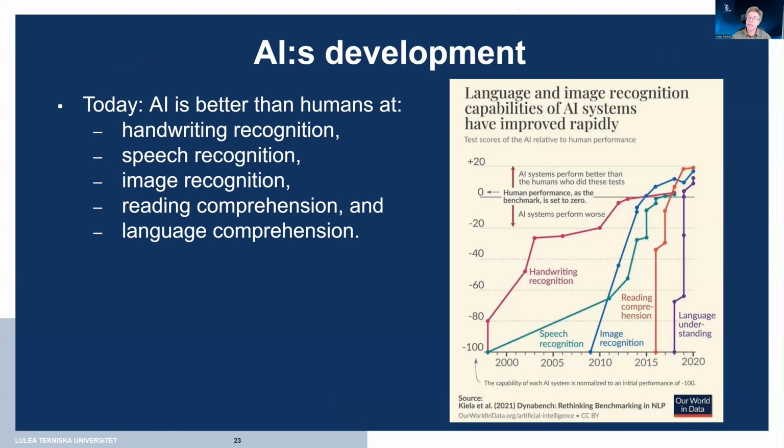And here we can see that in all these cases, they end up in the end being better than humans. And we can also see that the things that we started doing at the end of the 90s took quite some time to reach that level. For instance, handwriting recognition took very long time, or speech recognition.